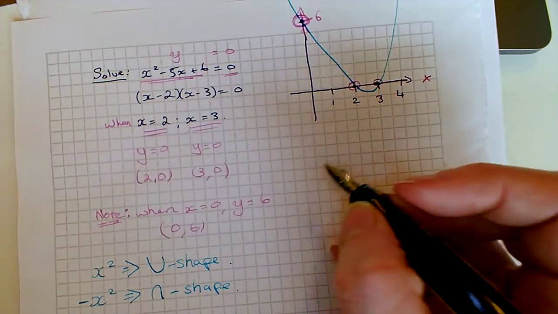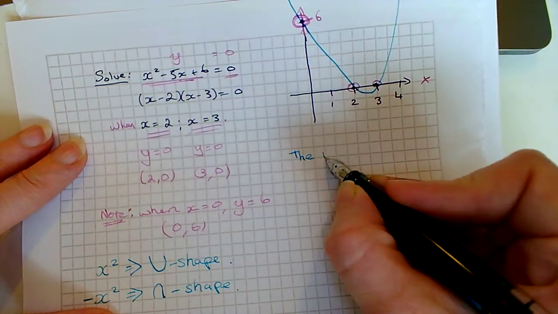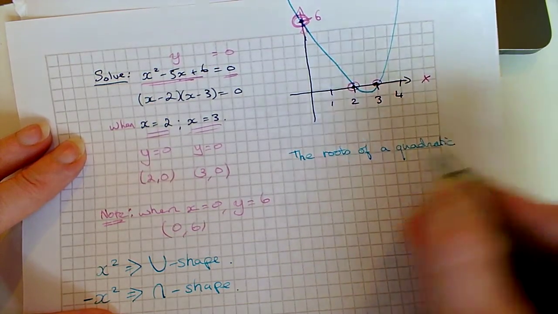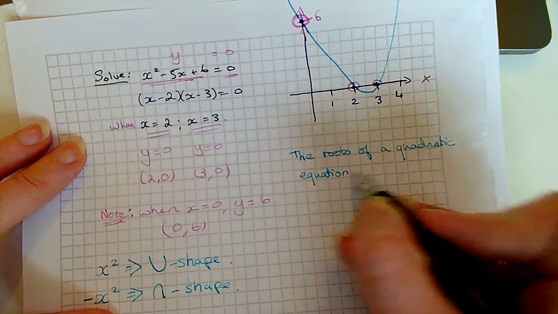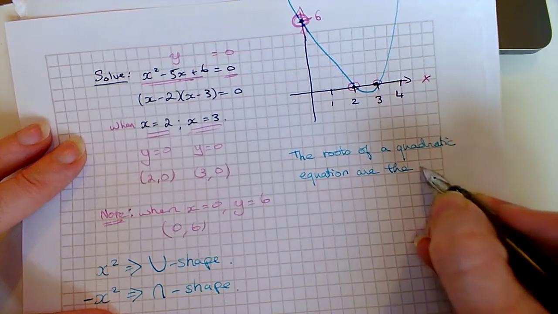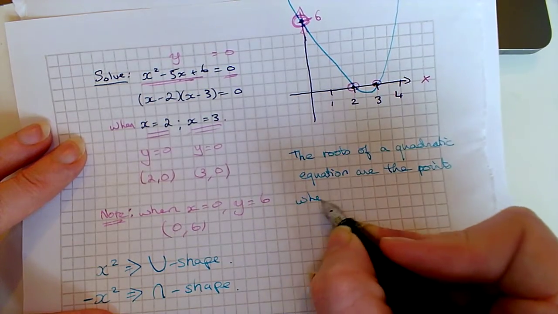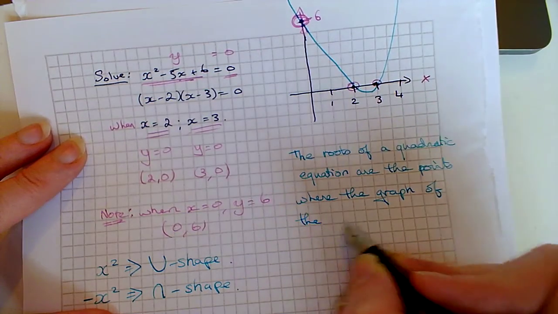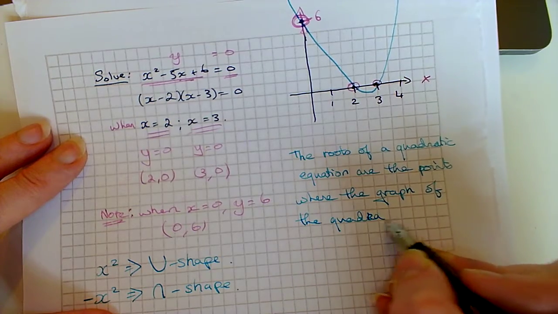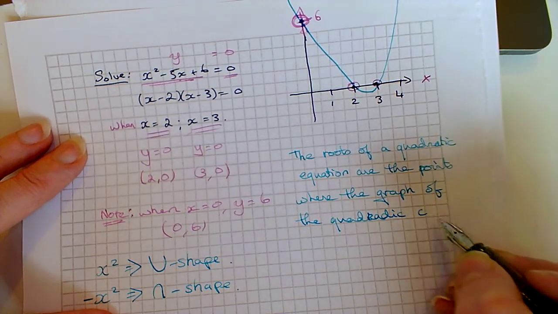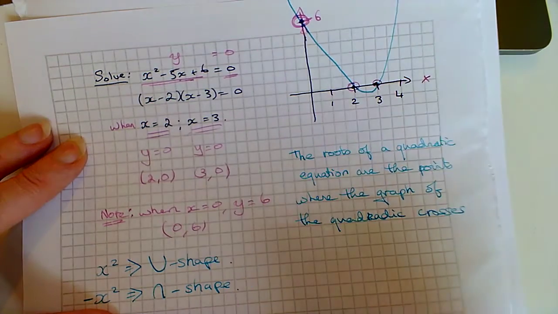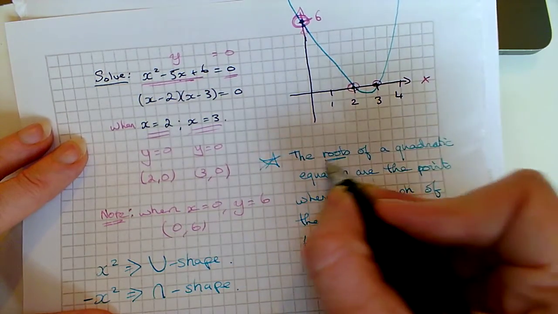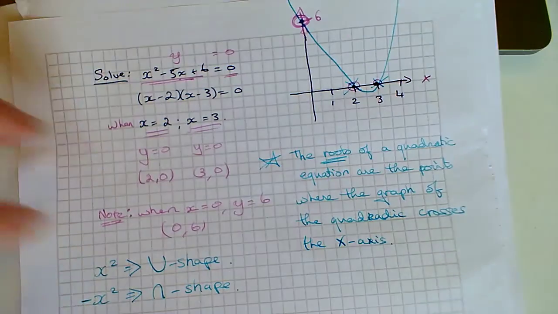So in general, the roots of a quadratic equation are the points where the graph of the same quadratic function crosses the x-axis. That's really important. So roots and x-axis points. That's what we're talking about.